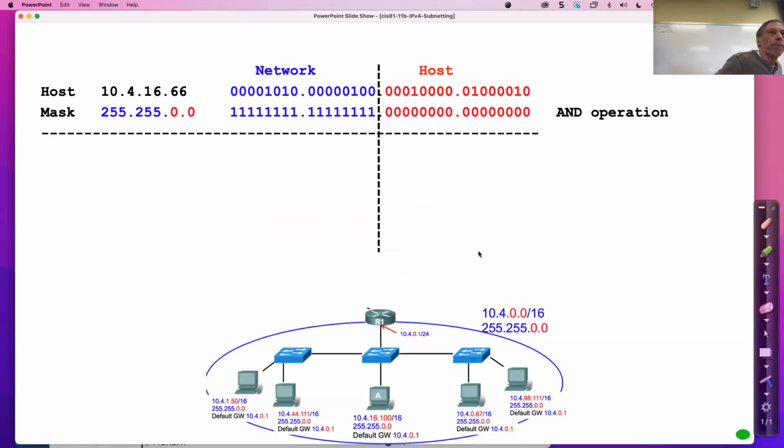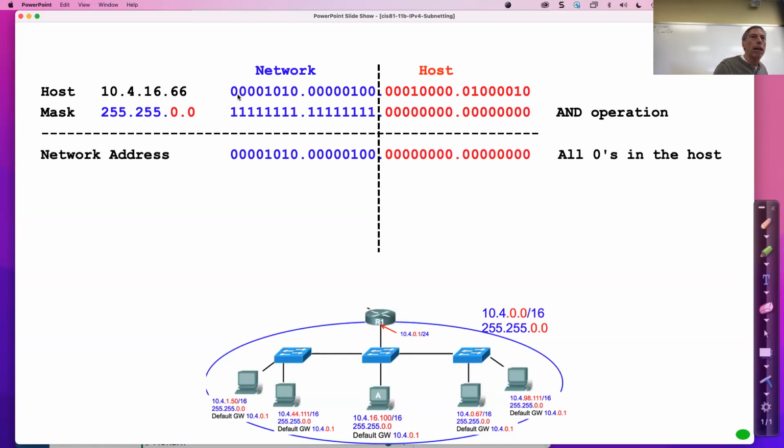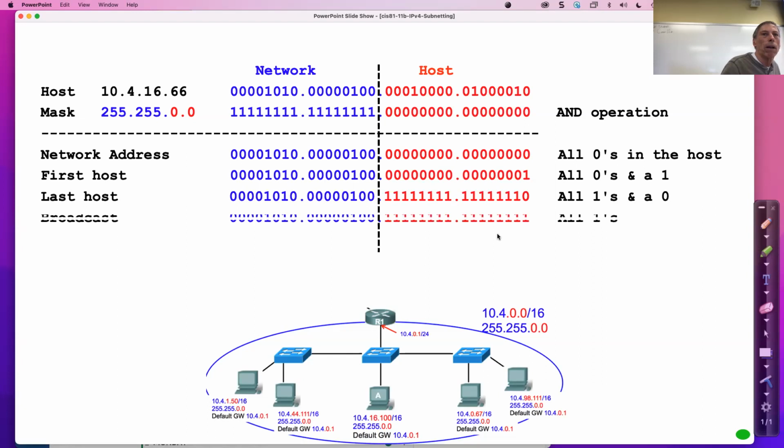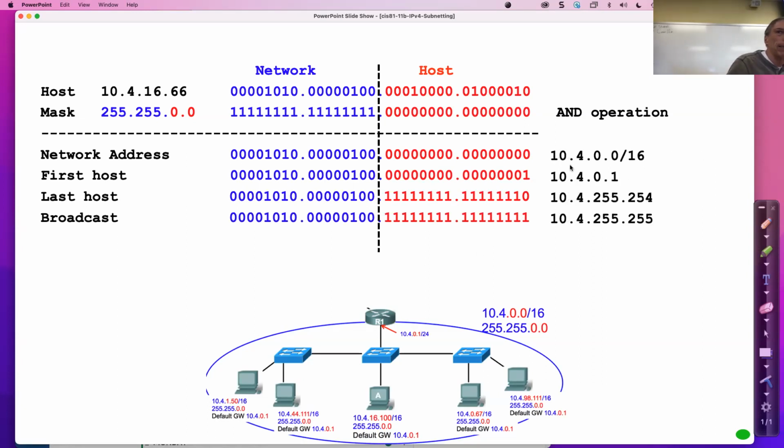All right, so this is what's actually happening on one of our hosts. We have that host 10.4.16.66. Here's its mask. When it does the bitwise AND operation, it copies the first 16 bits where the ones end and the zeros begin, and there's our 10.4. Then it puts all zeros in the host portion. That's how it knows what network it belongs to. Here's the first host in that network, all zeros and a 1. The last host, all 1s and a 0. The broadcast, all 1s.